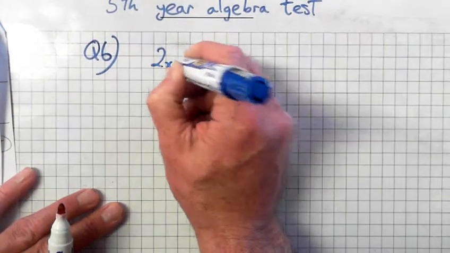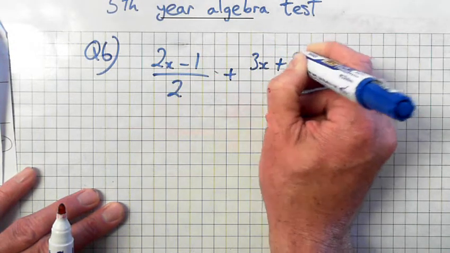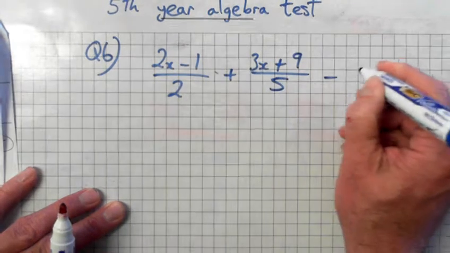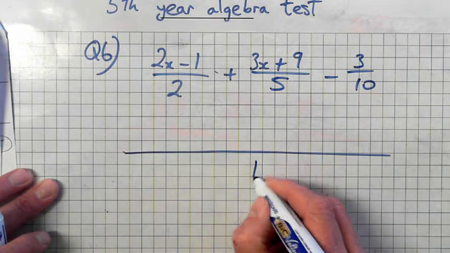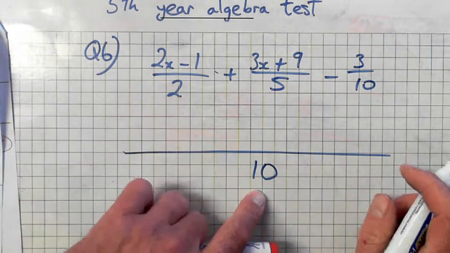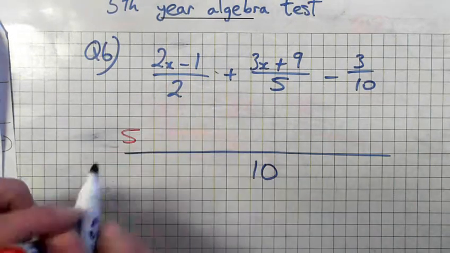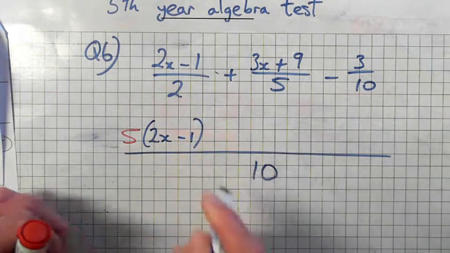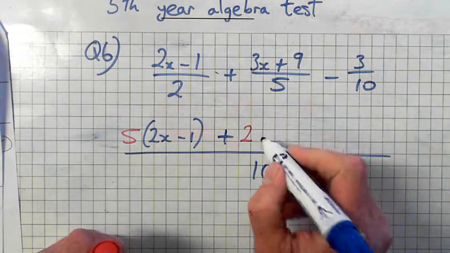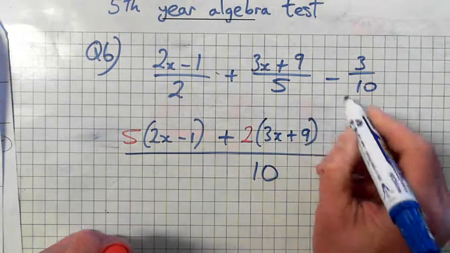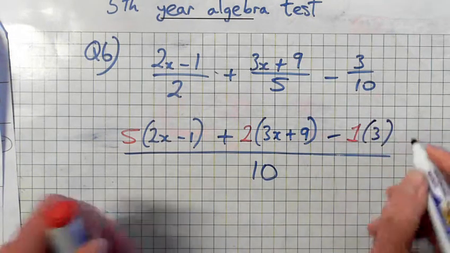Express as a single fraction: 2x minus 1 over 2 plus 3x plus 9 over 5 minus 3 over 10. The LCM is, everybody, 10. 2 into 10 goes 5 times 2x minus 1, plus 5 into 10 goes 2 times 3x plus 9, minus 10 into 10 goes once times 3.